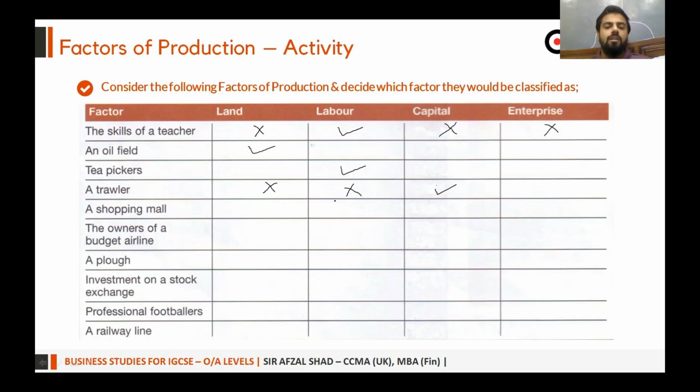All right? A shopping mall, the owners of a budget airline. By the word owners, you may have understood what they are talking about. A plow. Investment on a stock exchange. By investment, we mean money. And professional footballers, a railway line. You have to decide which factor of production each of these is classified in. I have solved the first 4 points for you, and you have to solve the rest of the 6 points.